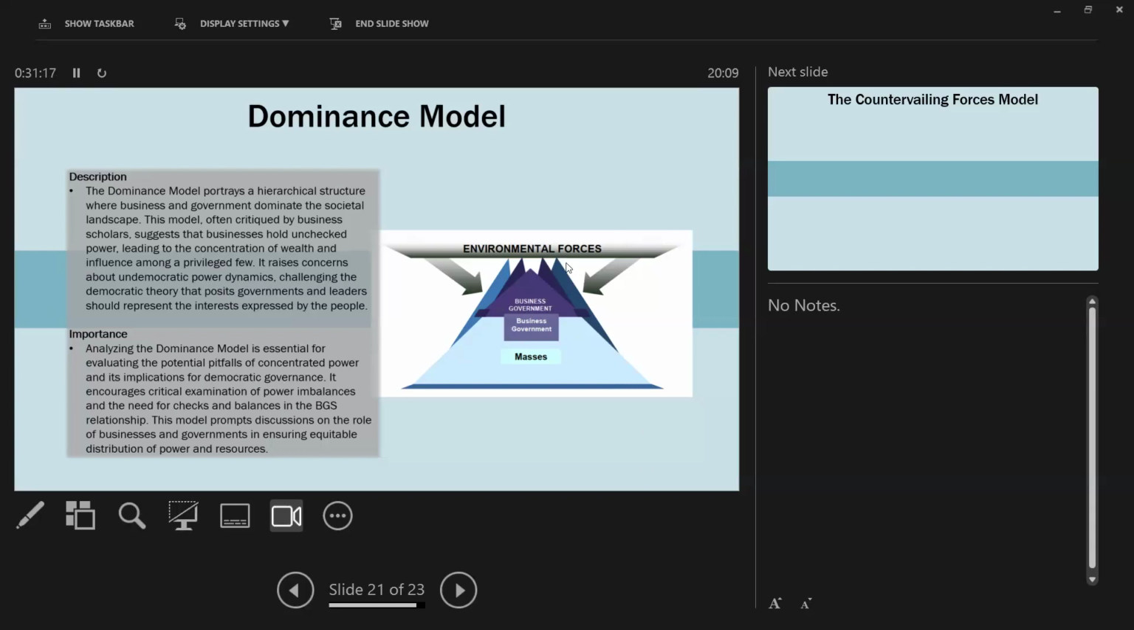So you can see that these are environmental forces. These are business and government, and then the masses are all on the bottom. So basically, it's more like there are some companies that will have influence and power over, let's say, the market and the government, right? Once in a while you can see this in first world countries. Let me give you a very good example. I'm not so sure if this is a perfect example of the dominance model.